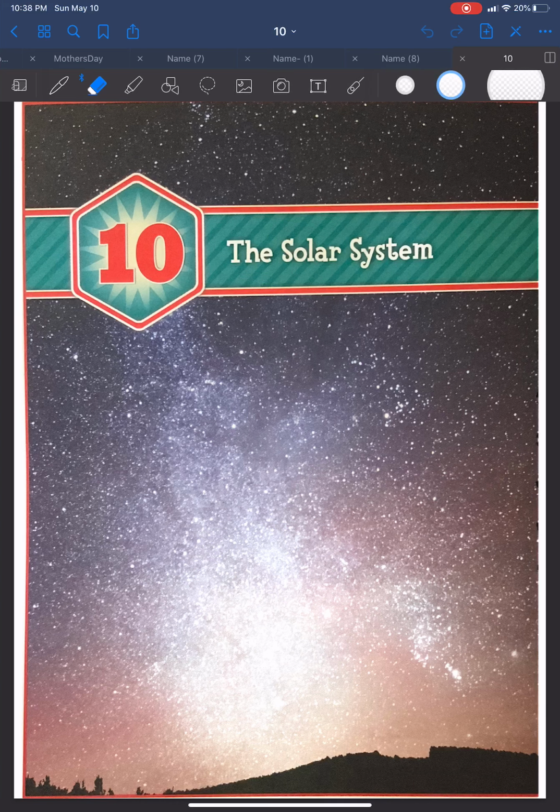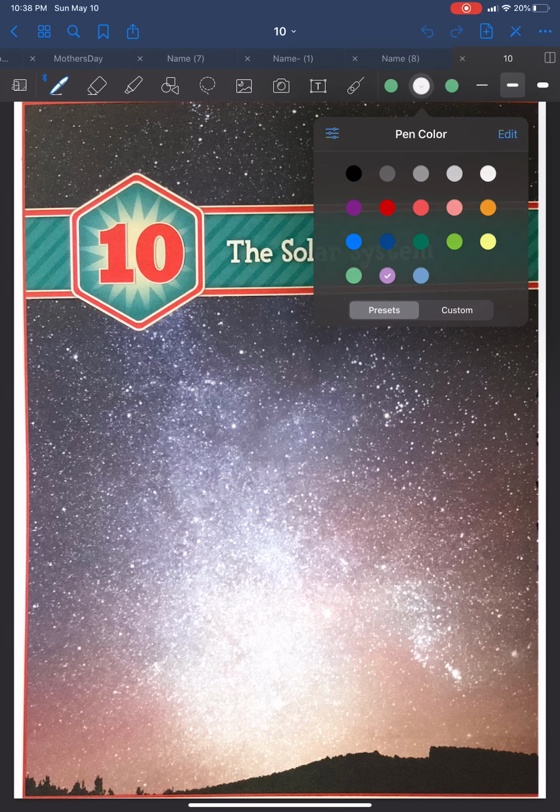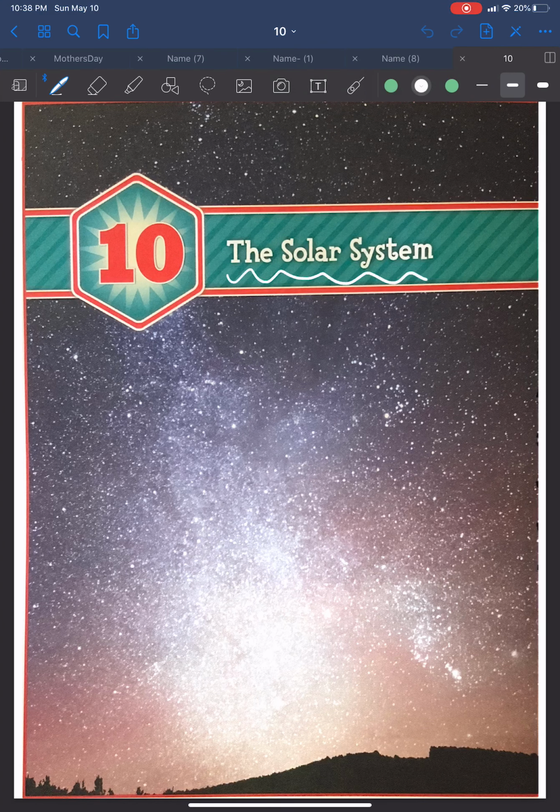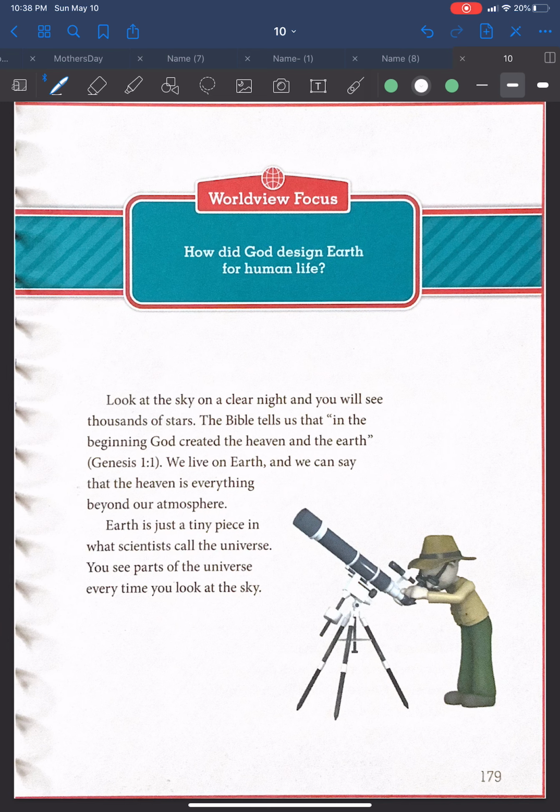All right, today we are talking about the solar system. Yay! The solar system, all those things we see up in the sky. But what is up there? What exactly are we looking at when we look up into the sky and see all of these stars? When you look up at the sky on a clear night, you will see thousands of stars.